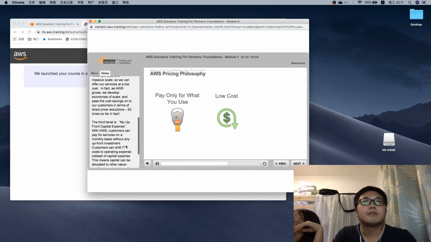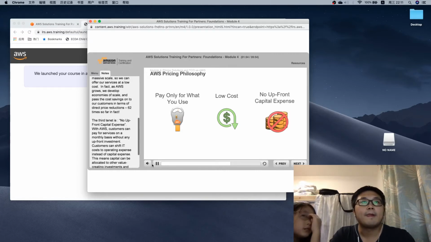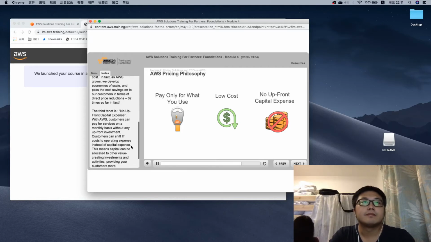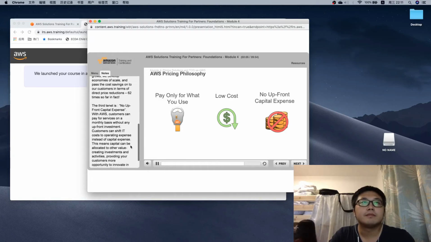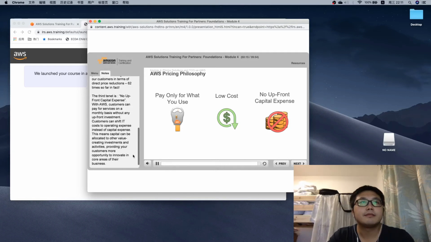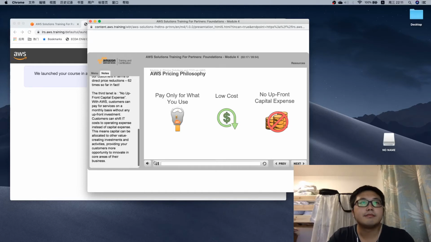The third tenet is no upfront capital expense. With AWS, customers can pay for services on a monthly basis without any upfront investment. Customers can shift IT costs to operating expense instead of capital expense. This means capital can be allocated to other value-creating investments and activities, providing your customers more opportunity to innovate in core areas of their business.